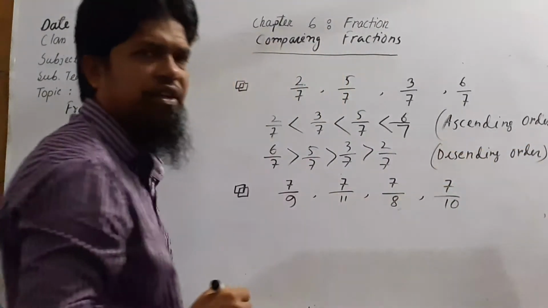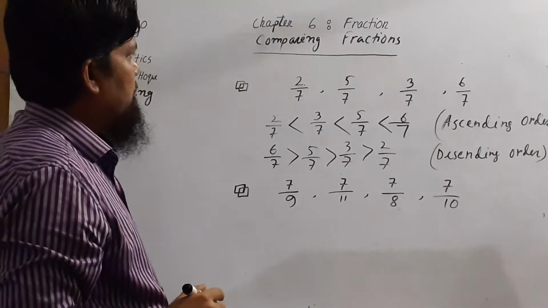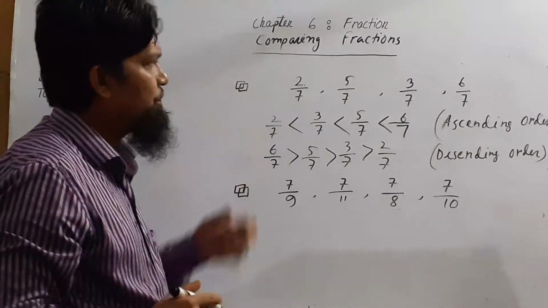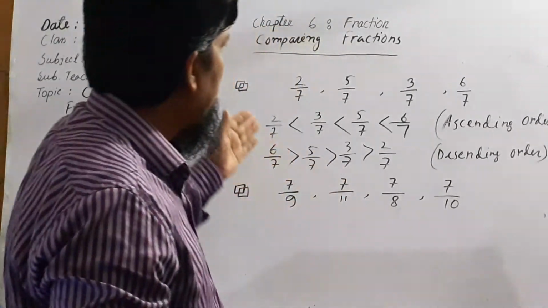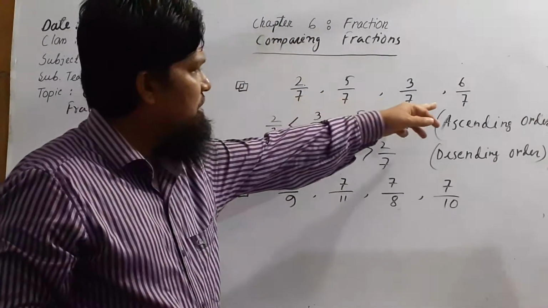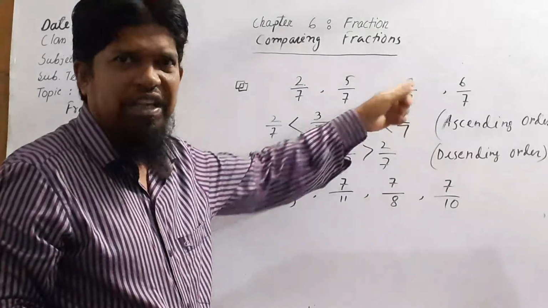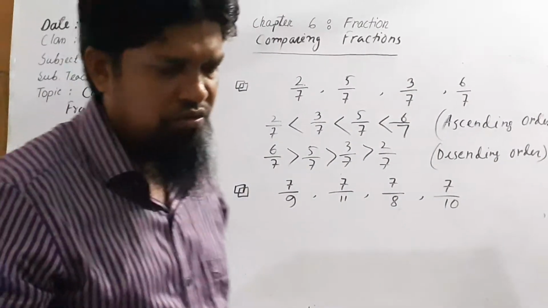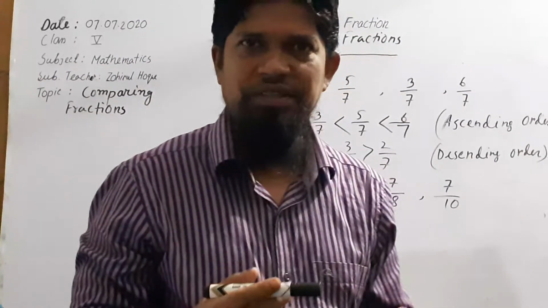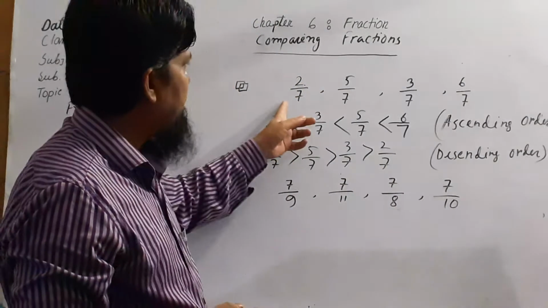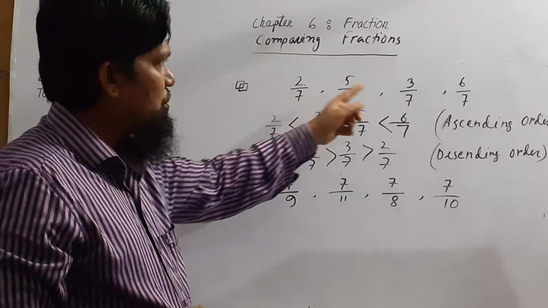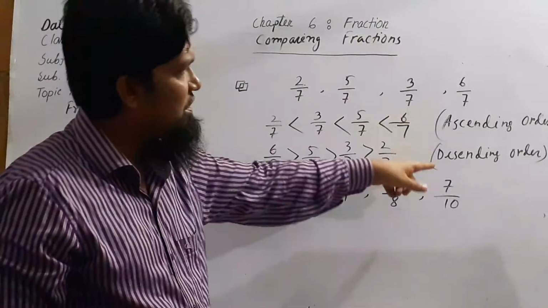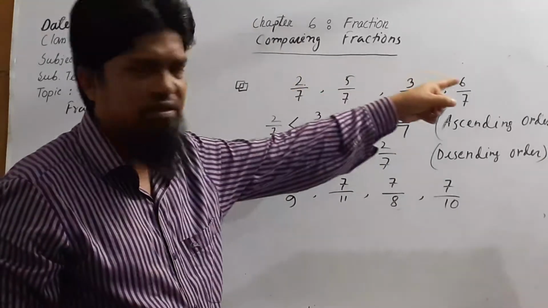Okay, this is descending order. So the first rule, I have explained the first rule. Hope you will understand this one. If the denominators are the same, then it is called common denominators. Common means the same thing. So while comparing fractions with common denominators in ascending order or descending order, we will just look at the numerators.